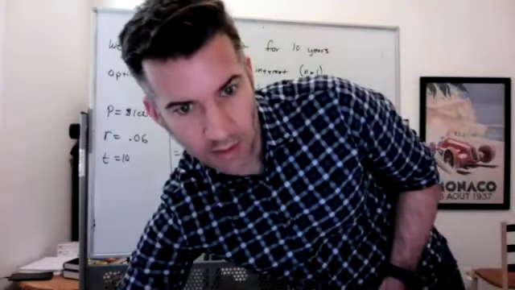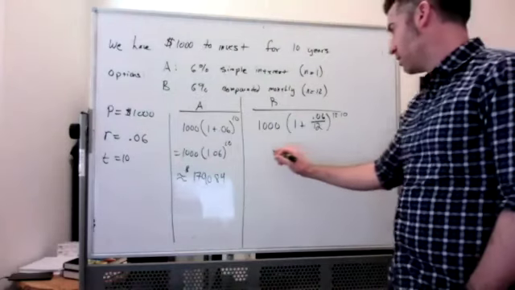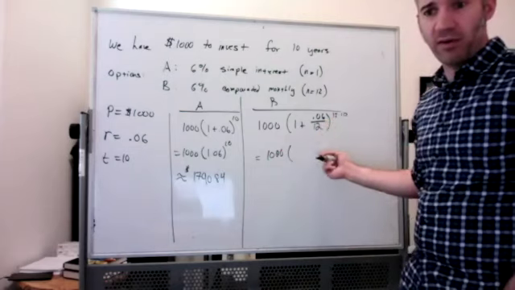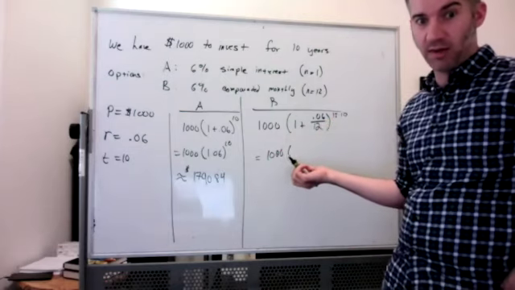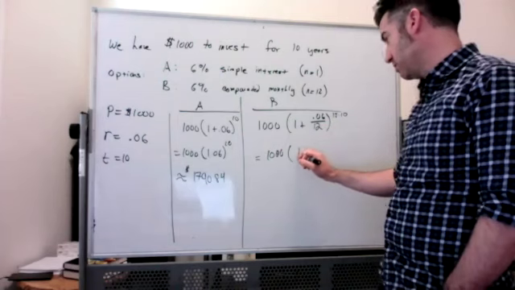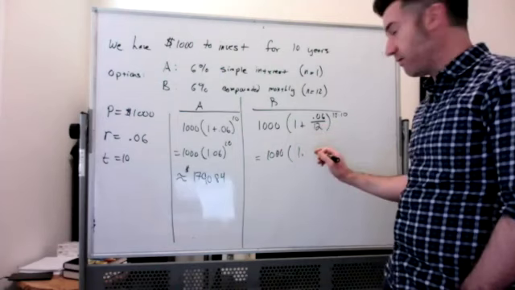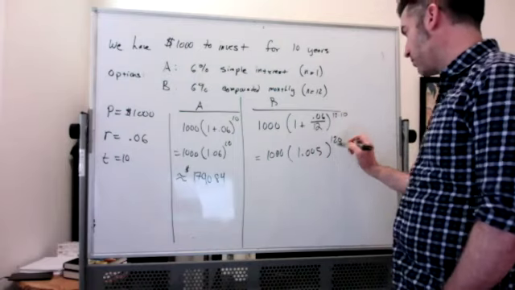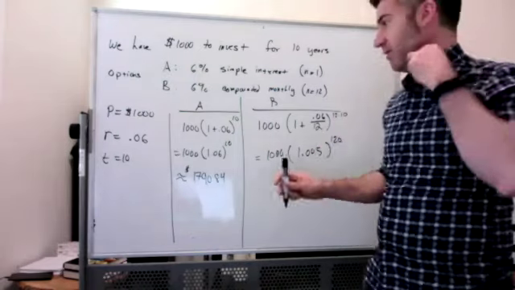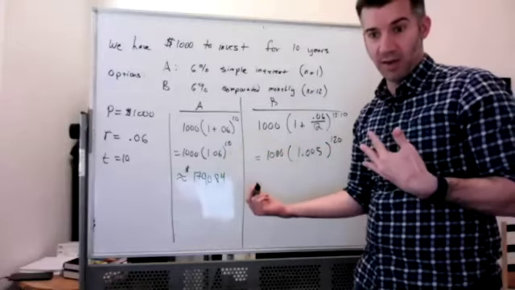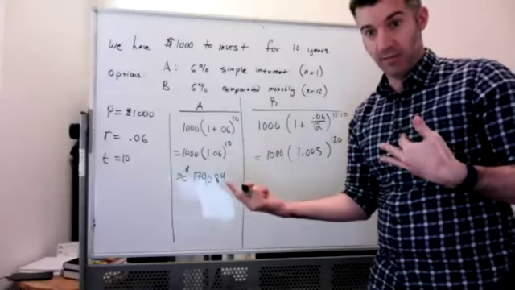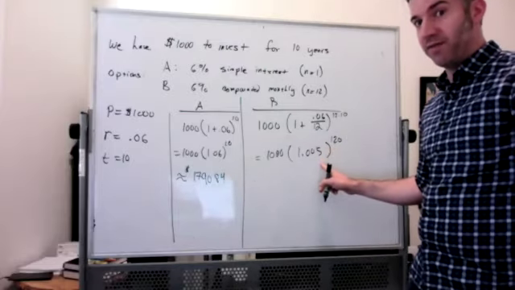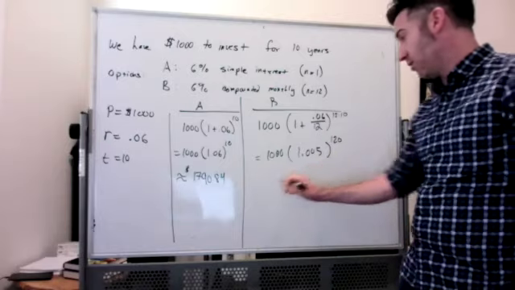So what's happening here is this is going to be 1,000 times 0.06 divided by 12 is 0.005. And you can divide 0.06 by 12 very nicely. So 1 plus 0.005 is 1.005, to the 12 times 10, which is the 120th power. So here's the idea. Instead of calculating the 6% of interest at the end of the year and then doing that 10 times, we're calculating a 12th of that. So 1/12 of 6% is 0.5%, right?